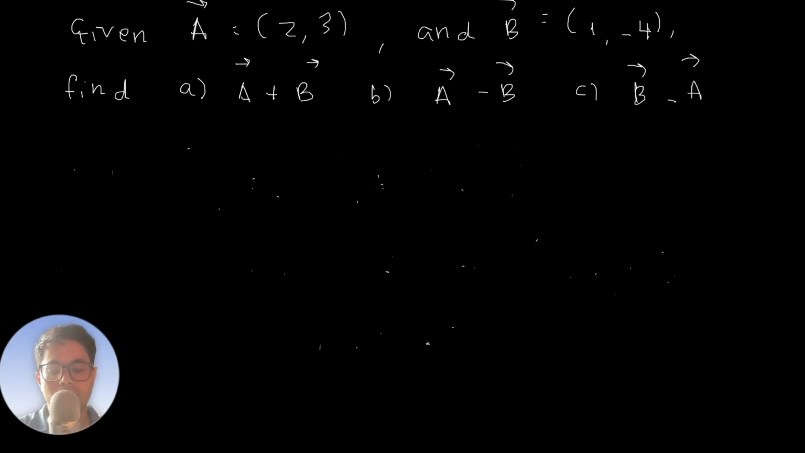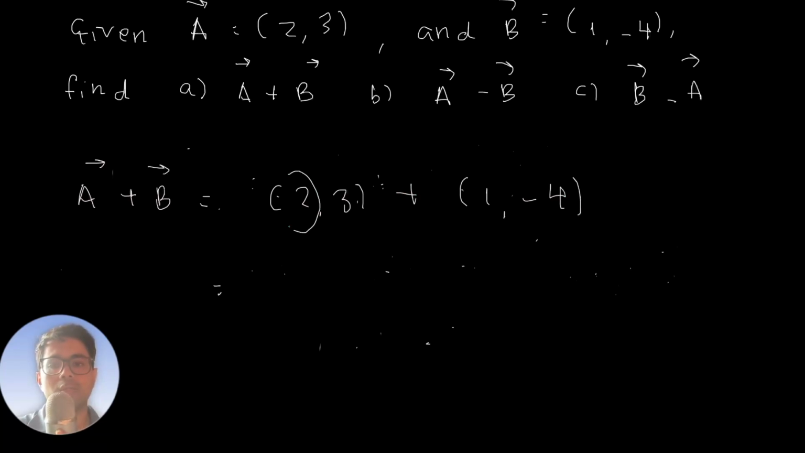Let's take a look at some examples. Given A and B, find A plus B, A minus B, and B minus A. A plus B is equal to 2, 3 plus 1, negative 4. We take this 2 and 1, so this would be 3. And then 3 plus minus 4, this would be negative 1.